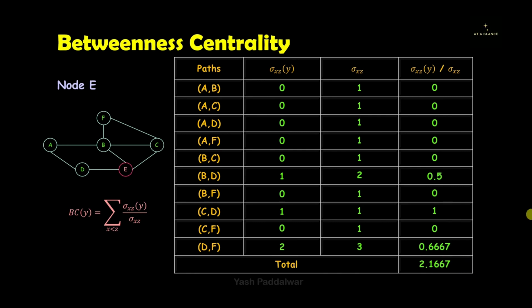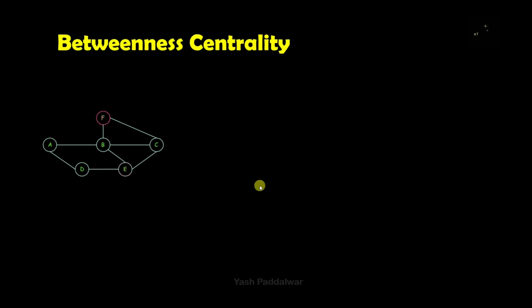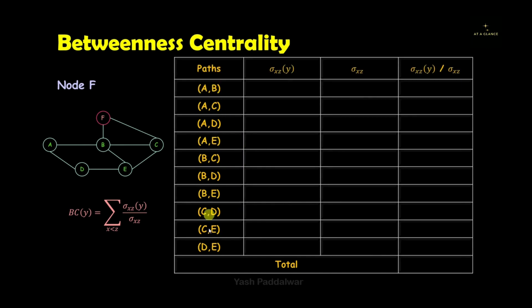Similarly we'll have to calculate the centrality measure for the last node, which is the node F. Here you will have to calculate all the paths which don't contain the node F as source or destination node. So these are all the possible paths. Let's start with the first path, that is AB.